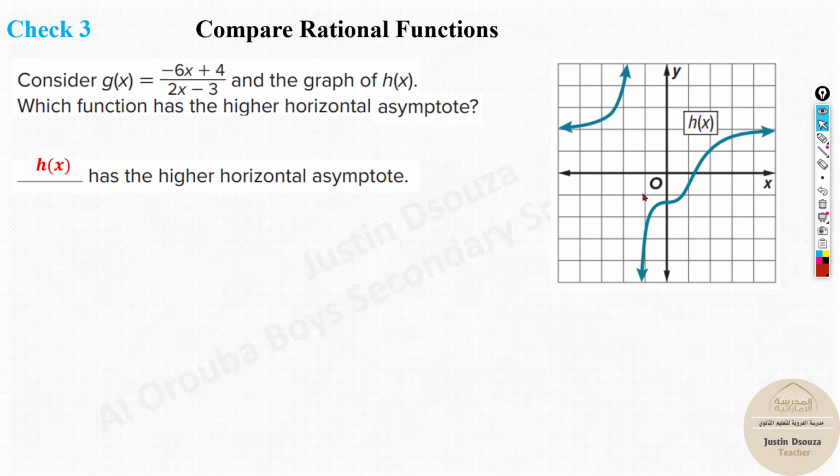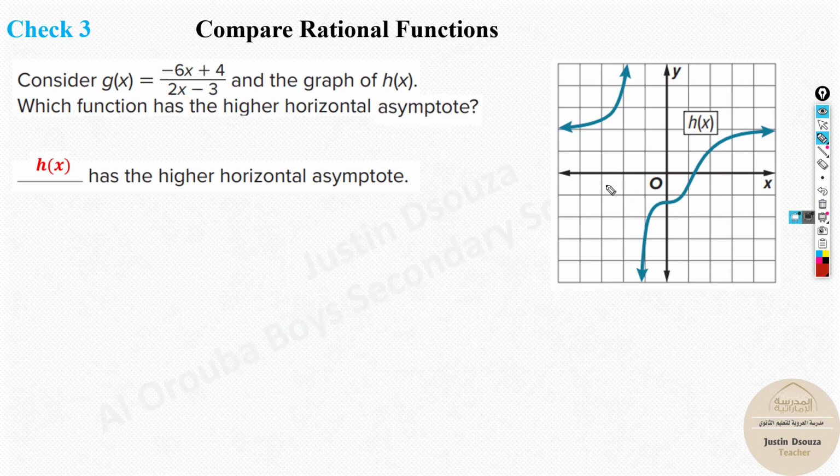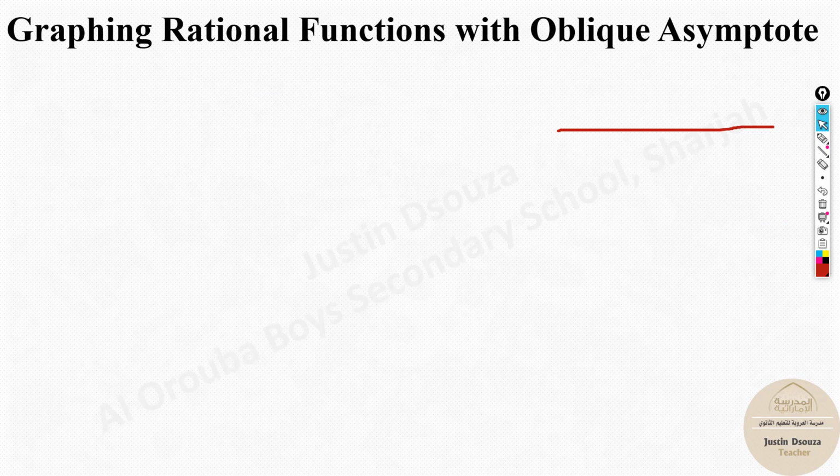Not the vertical asymptote. If it was asked for the vertical asymptote, then all you need to do is set the denominator 2x minus 3 equals 0. It would have been x equals 3 by 2, it's 1.5. Here it is somewhere over here, negative 1.5. This graph, it would have been positive 1.5. But that is not the question now. It was only the horizontal asymptote, which is h of x.